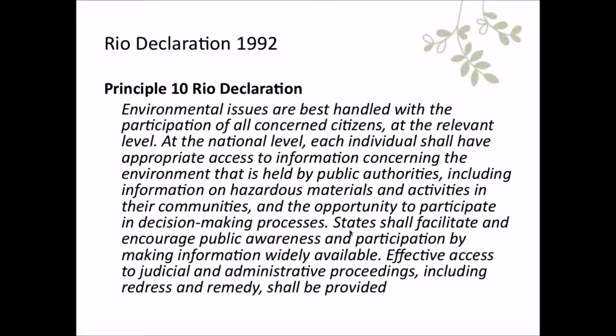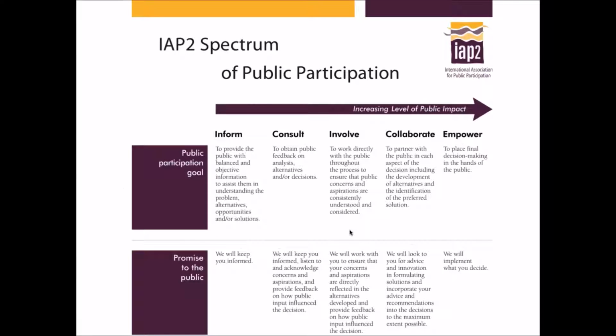So one of the things that has been developed and has become quite influential is the idea of the spectrum of public participation. This has been developed by the International Association for Public Participation, and recognises that there are various levels. And one of the key elements that we have to think about in environmental impact assessment, and indeed the process, is at what stage of the process does the particular level of public participation occur.